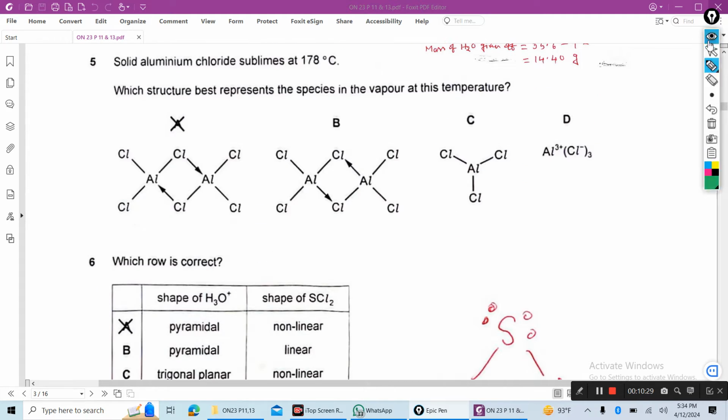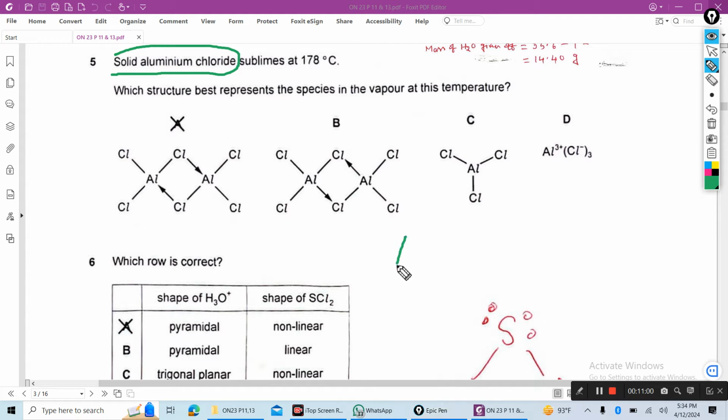Next, solid aluminum chloride sublimes at 178 degrees centigrade. Which structure best represents the species in the vapor at this temperature? And you know, aluminum chloride exists as a dimer.